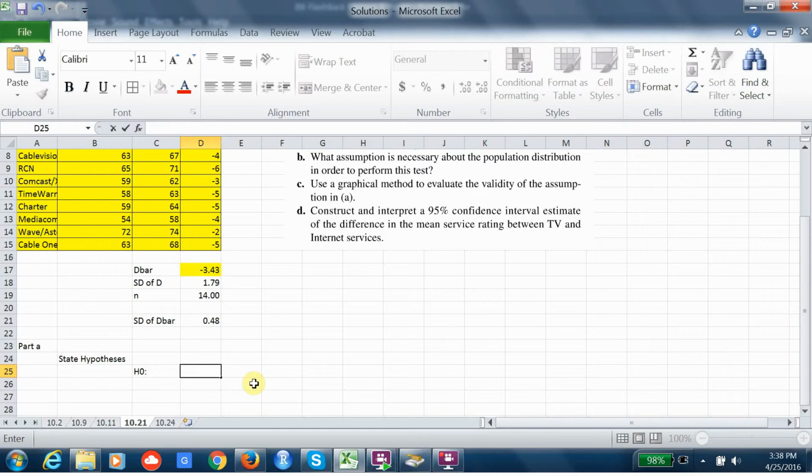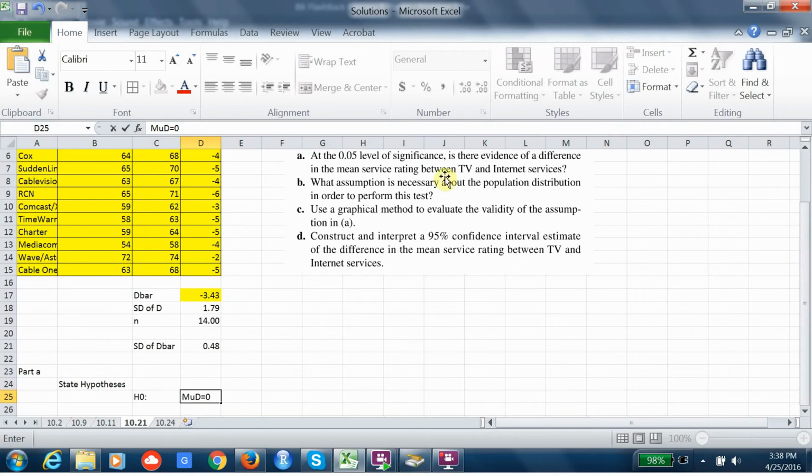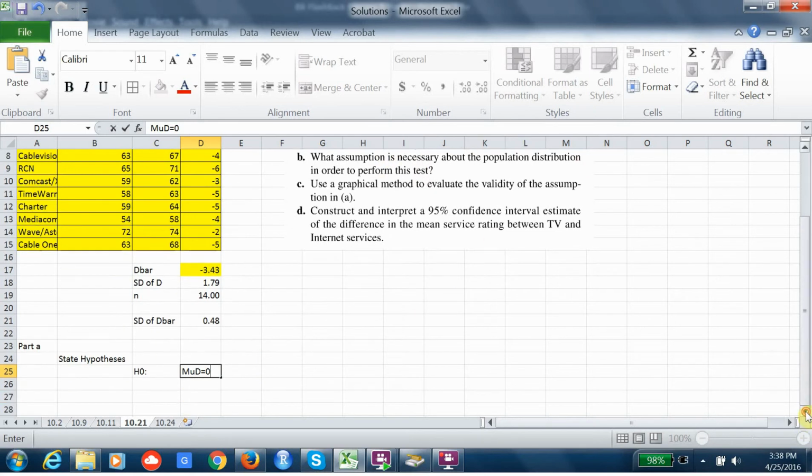Let me put it like this. Okay, so the average of the differences is equal to 0. That's the same as saying that the difference in the mean service rating is not different. And the alternative is that if we computed all these differences and we took the mean, it's not 0.